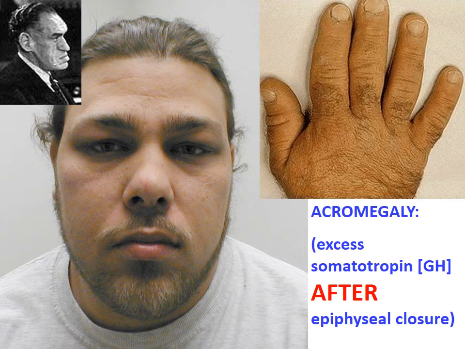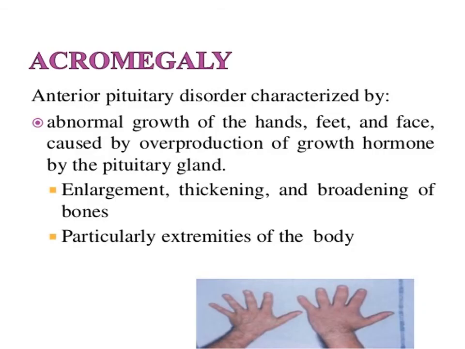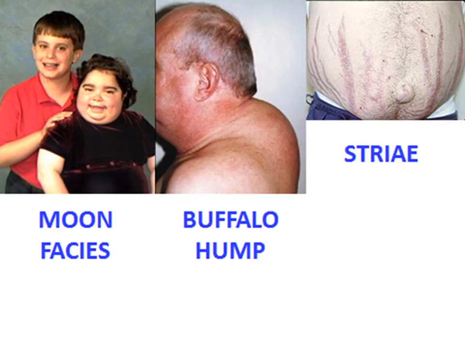Acromegaly. Excess of somatotropin growth hormone after epiphyseal closure leads to acromegaly, in which there is increase in size of organs, coarse, thick hands, thickening of the skin, and coarse features of the face. Acromegaly is an anterior pituitary disorder characterized by abnormal growth of hands, feet, and face due to overproduction of growth hormone. There is enlargement, thickening, and broadening of bones, particularly the extremities of the body.